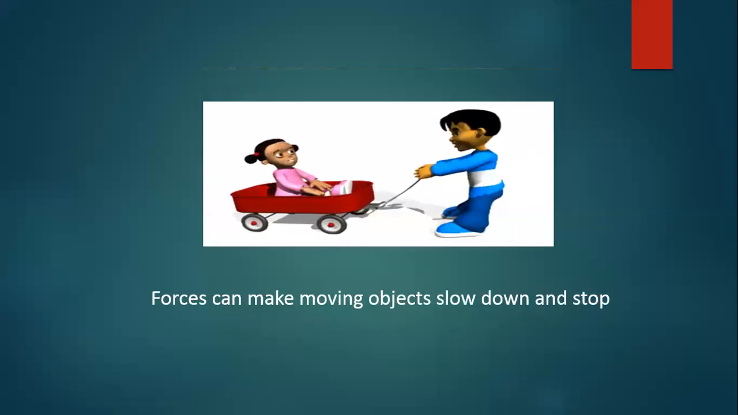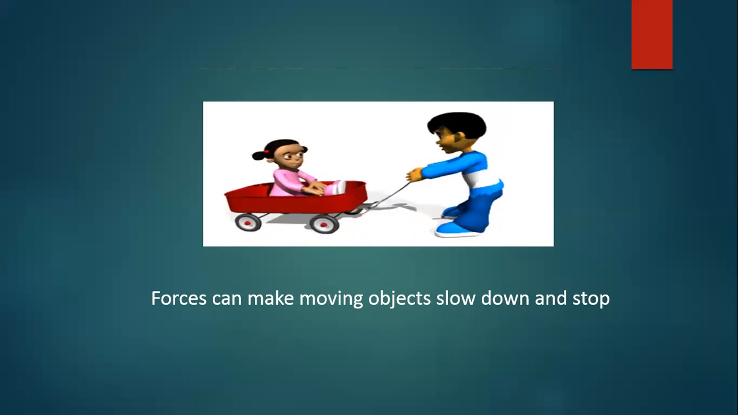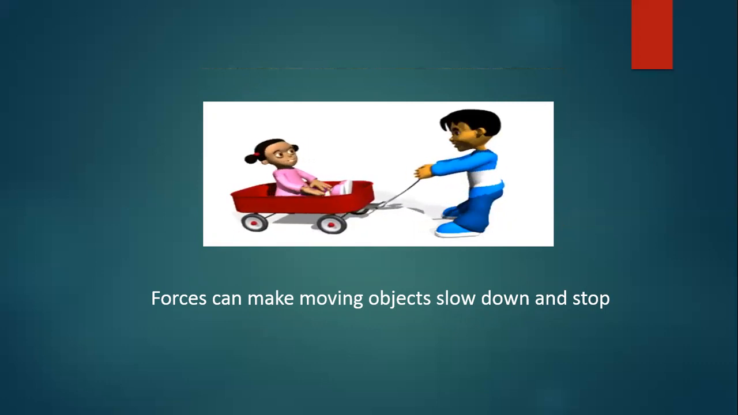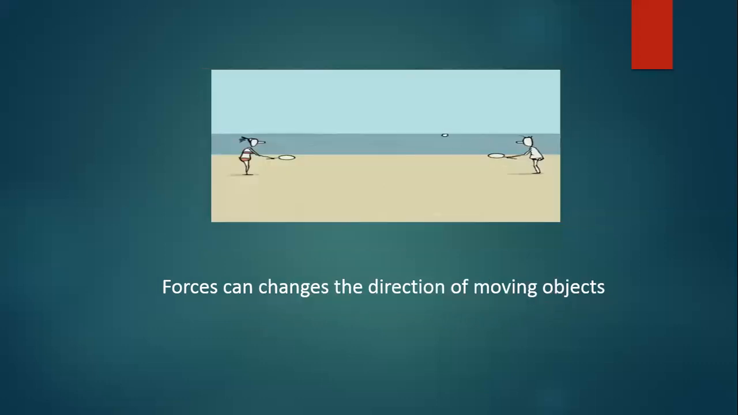Example number 2: what will happen if I pull this moving cart? It will slow down, then stop. So forces can make moving objects slow down and stop. Example number 3: as you can see, how can the tennis ball move from one player to another? Yes, by pushing it. When it moves from one player to another, does it move in one direction or does it change its direction? Of course, it changes its direction. So forces can change the direction of moving objects.